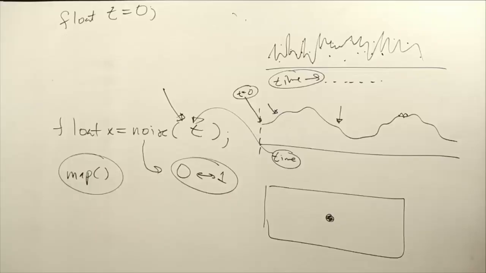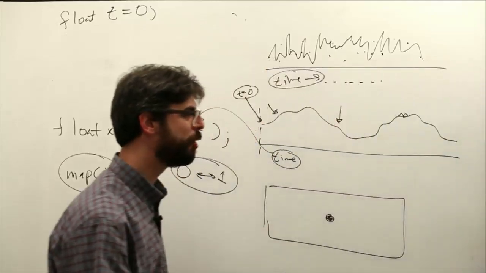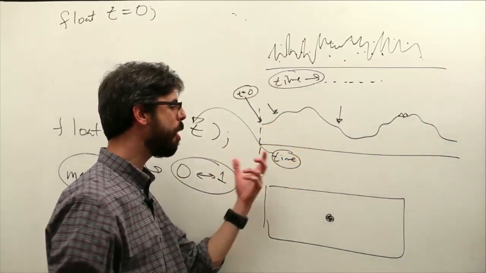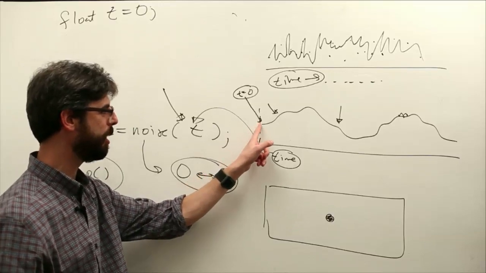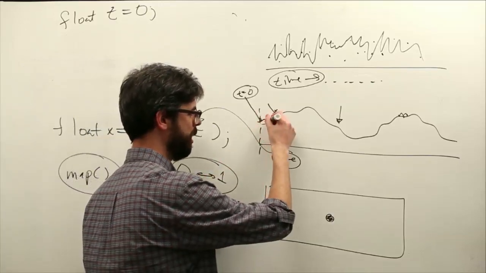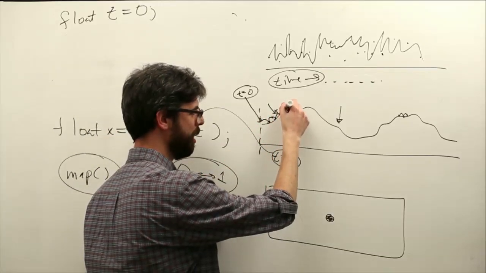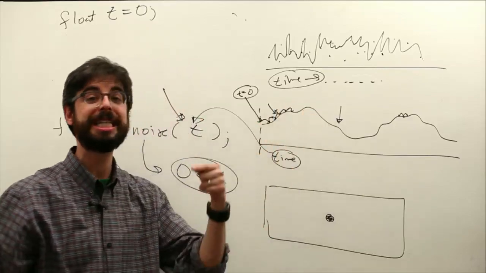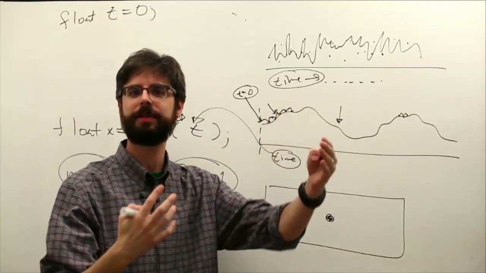So what does that mean we need to do? What we need to do is move through time. We want in our sketch to say, give me the Perlin noise value here, then here, then here, then here, then here. We want all those values in sequence so we get a sequence of these smooth values.